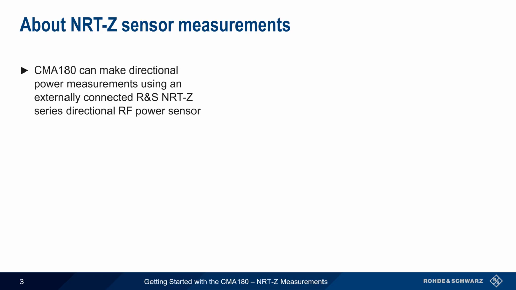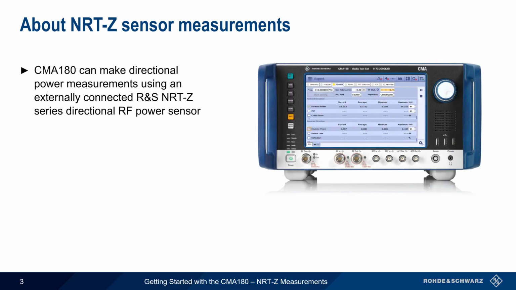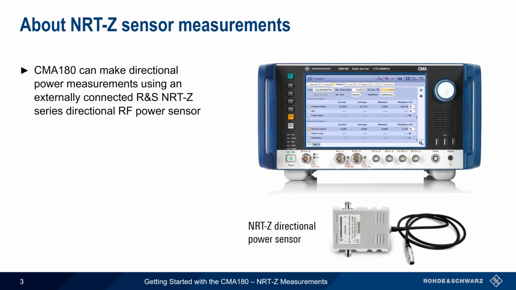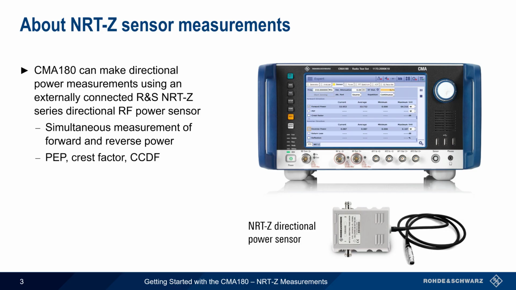The CMA180 radio test set can make directional power measurements using an externally connected NRT-Z series directional power sensor. In addition to making simultaneous measurements of forward and reverse power, the NRT-Z can also make measurements of peak envelope power, crest factor, and CCDF. It can also calculate derived quantities such as return loss and SWR.